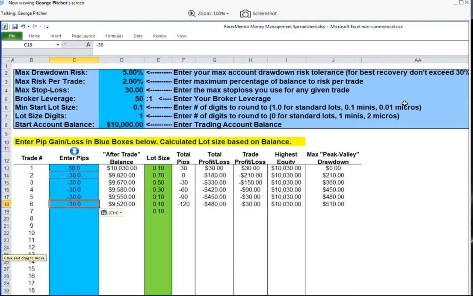I have 1, 2, 3, 4, 5 losing trades. But you can see I've only dropped about $500 in 5 losing trades.